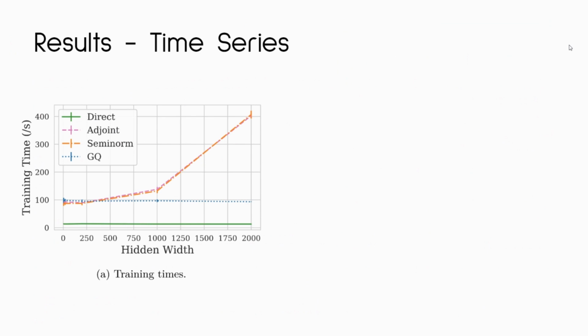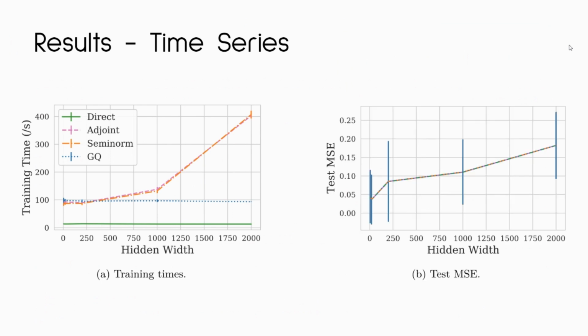So now we can look at the results. The first test was on time series where we're doing regression on these sine curves. And we can see that the direct backpropagation method is the fastest, as we might expect. However, following this, the Gaussian quadrature method in blue scales very well with the hidden width, i.e. the number of parameters in the model, whereas the training time scales poorly for the adjoint methods. And then to test if this is actually calculating the correct gradients, we plot the test mean squared error as a function of the hidden width, and we see that ultimately they give the same mean squared errors. So the gradients being calculated do match those calculated by the adjoint method or the direct method.